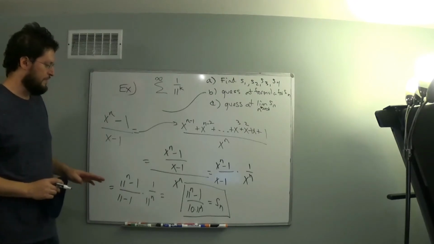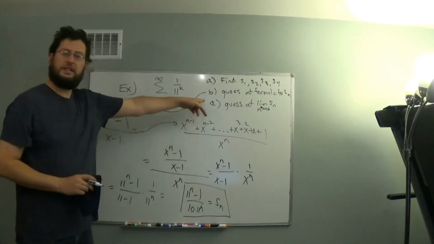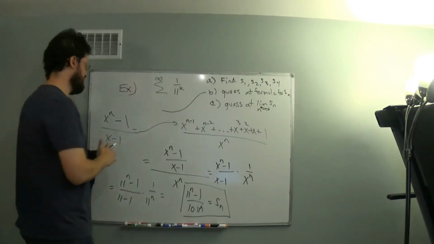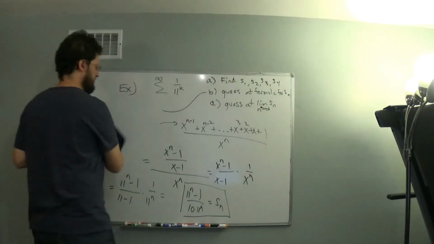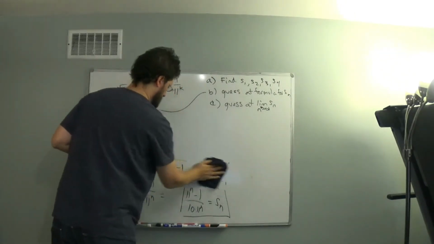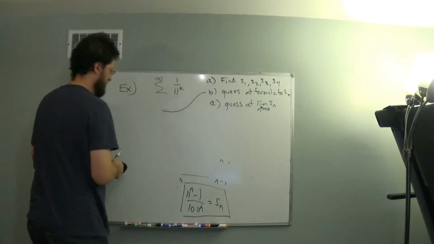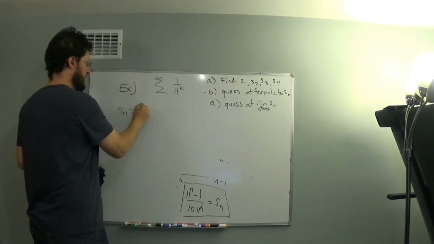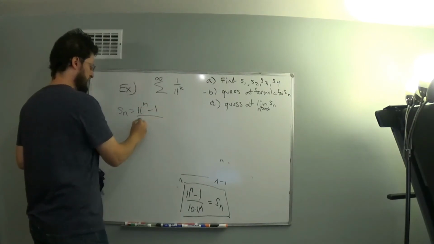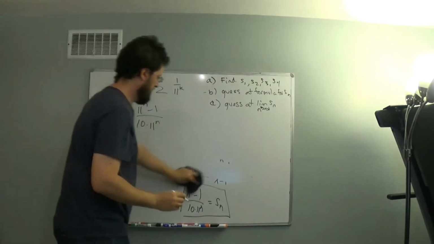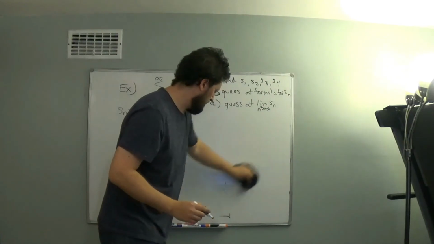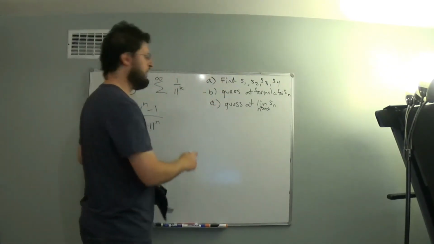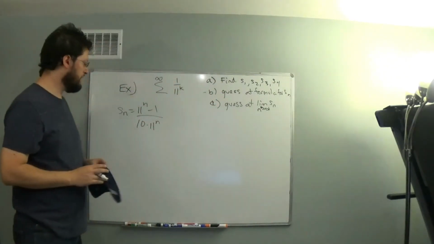Now finally, part C, guess at the limit. So let me put that formula up here. We found that Sn was 11 to the n minus 1 over 10 times 11 to the n. What is the limit as n goes to infinity? Or so, what is the value of this series?